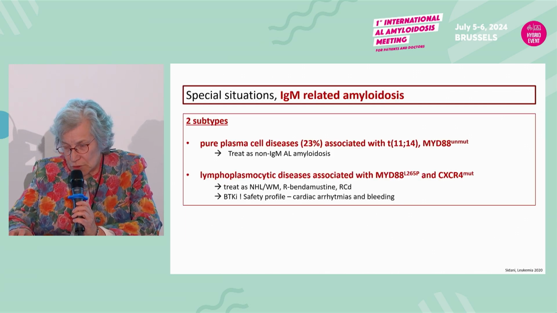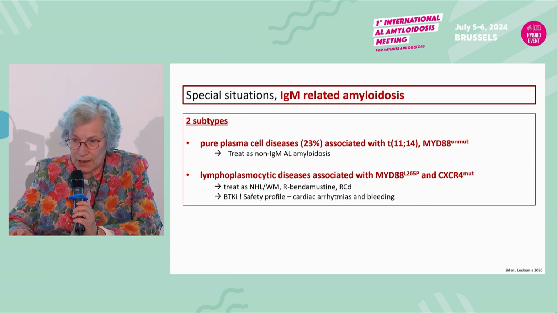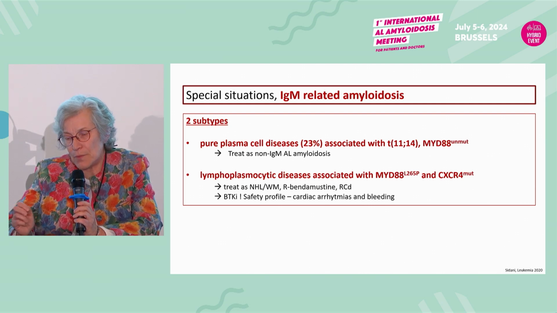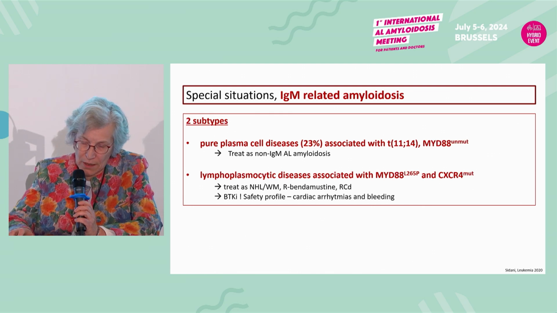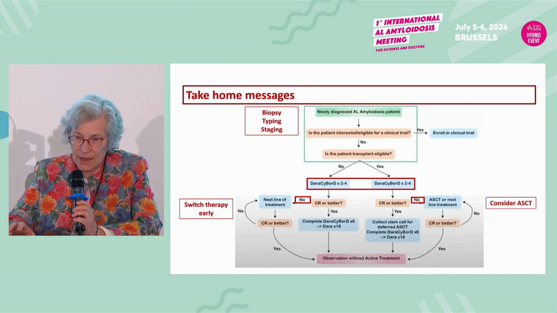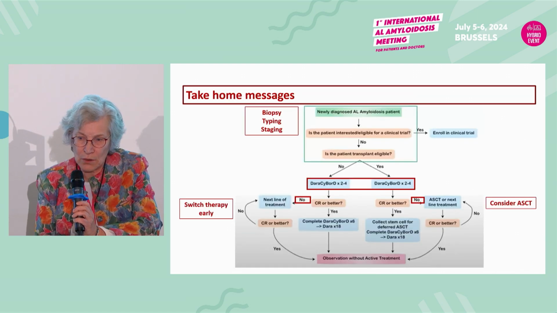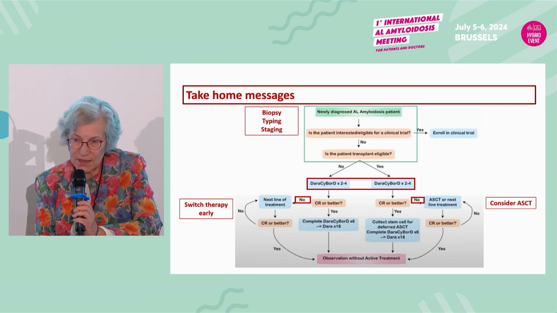Just a word about some special situations like IgM-related amyloidosis. It's important to think about the presence or not of the MYD88 mutation to know if we have really a Waldenström type disease that will be treated more like lymphoma with rituximab and bendamustine or eventually cyclophosphamide. And then I will finish with this cartoon, a part with biopsy typing and staging.